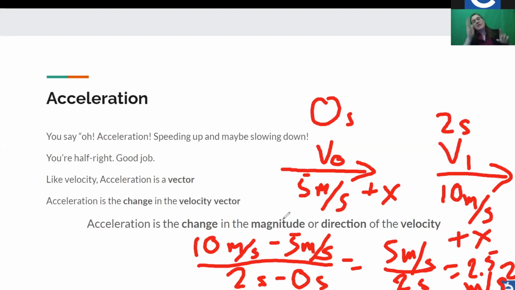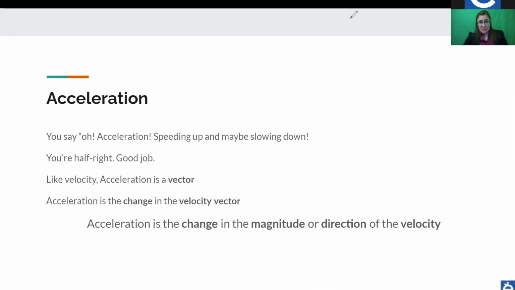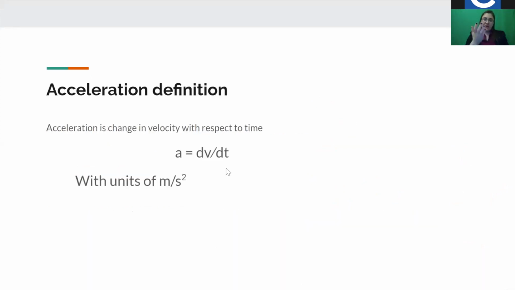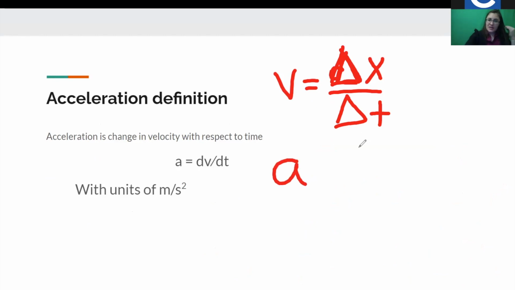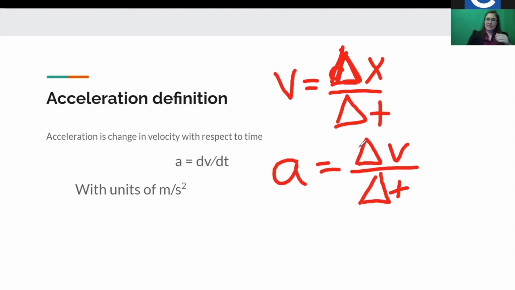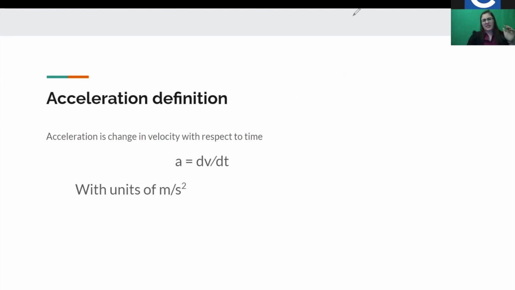Or, well, you could say meters per second, but most people say meters per second squared. It's just faster. Clear the drawings and moving on. So, the acceleration definition. Just like v was the change in displacement over the change in time, a is the change in velocity over the change in time, with units of meters per second squared, or meters per second, but look how sloppy that looks. Let's stick with meters per second squared.